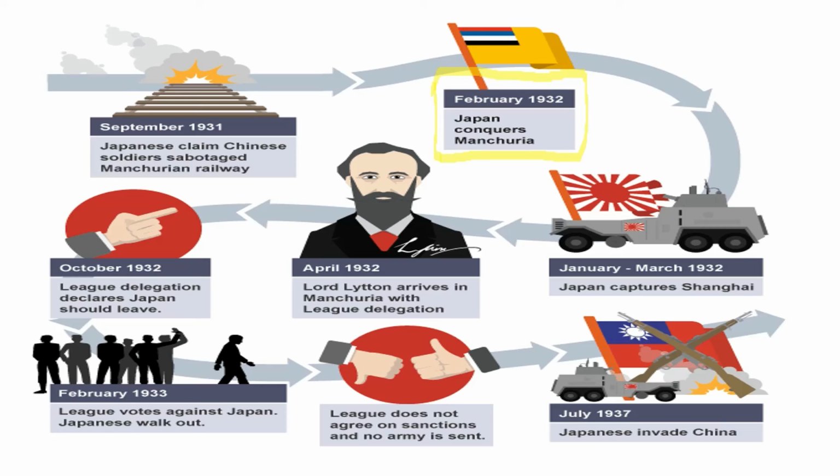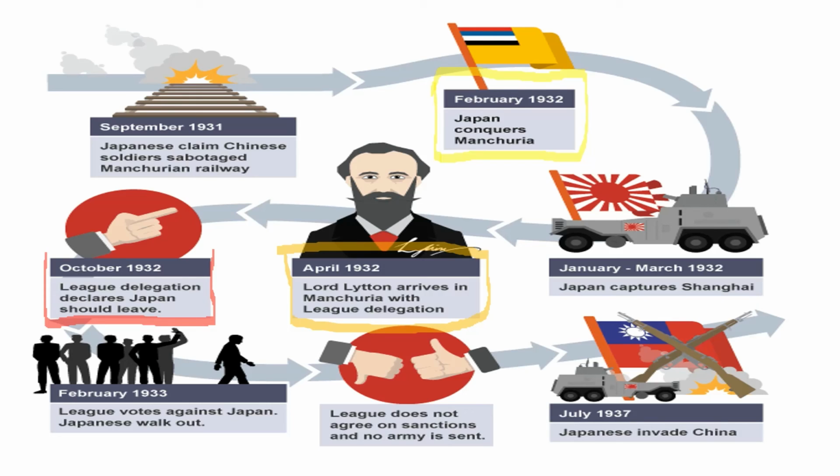And he arrives, here we go, in April 1932. Bit late to the party there, Lord Lytton. Now, the League's delegation declared that Japan should leave Manchuria. So they basically say to Japan, you have no right to be here, you should not be in charge, you should not be in control. And the League voted against Japan in February 1933.